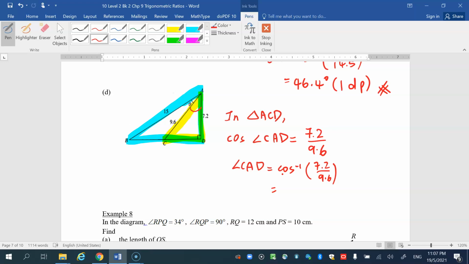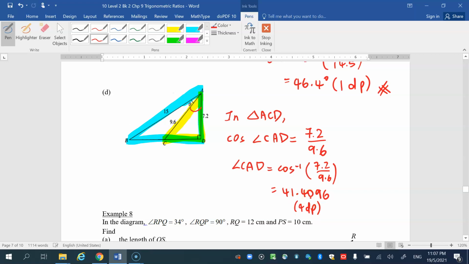Now this is not my final answer, right? My final answer is to find theta. So I should not give this to 1 dp. I should give it to more than 1 dp. So maybe I'll give it to 3 dp. Okay, 41.4096. The more the merrier. So 4 dp. Okay, this one is to 4 dp.